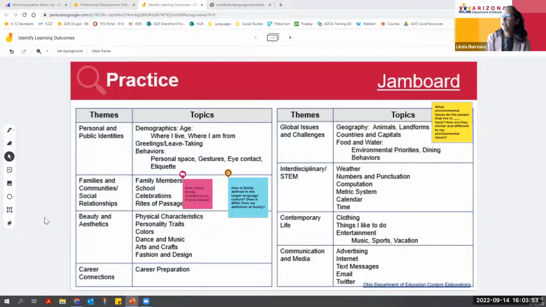Oh, I like that one. How many members live in your house? Because that's going to be different from country to country, right? And it's also going to change over time. You know, American families have been slowly shrinking in the birth rates of people. So that's a really good one to ask and examine.